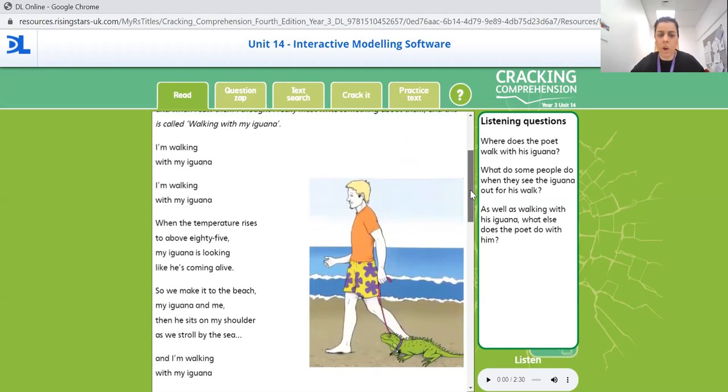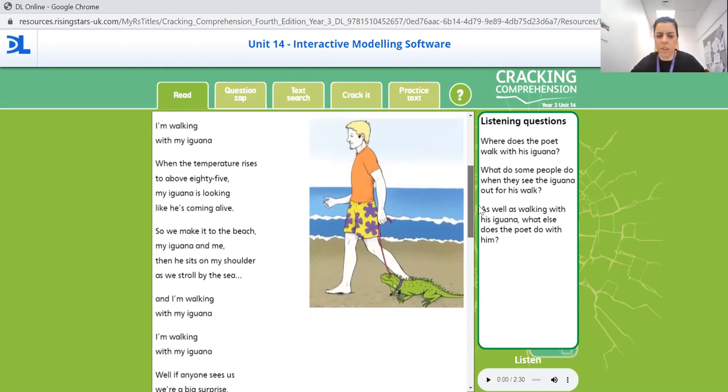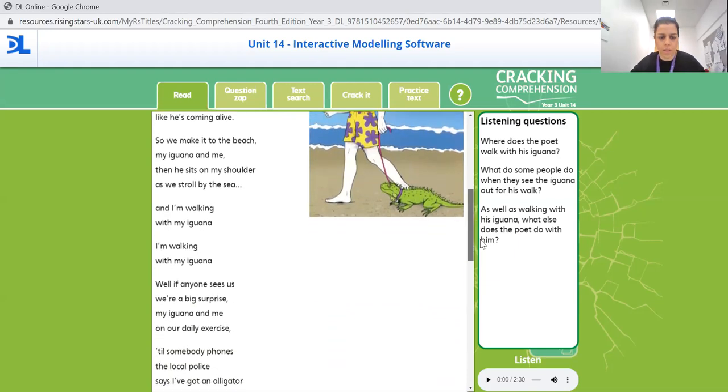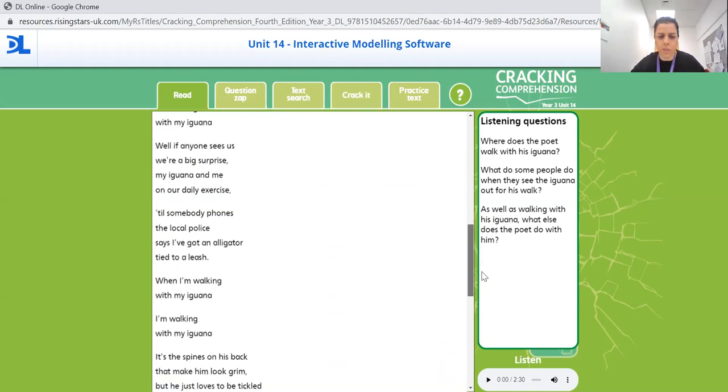And I'm having a look at some words that people might find a little bit tricky. So they weren't too bad. We've got iguana, which I said earlier on, which was the lizard that he was walking. There's a picture of an iguana there. Then we had a few more things. We had tied to a leash. A leash is like a lead. When a dog goes for a walk, it might be on a lead. A leash is another word for that.